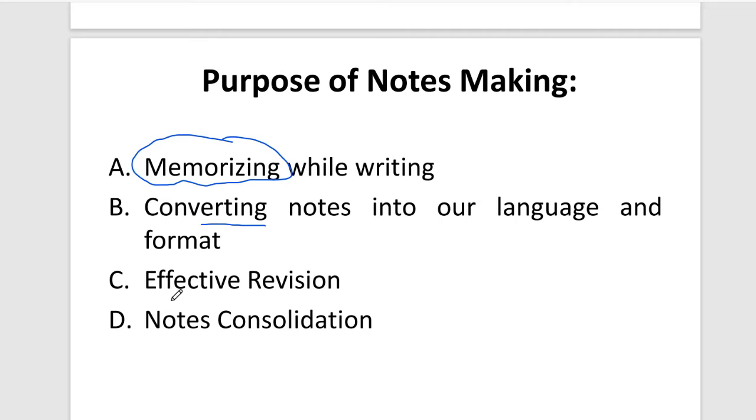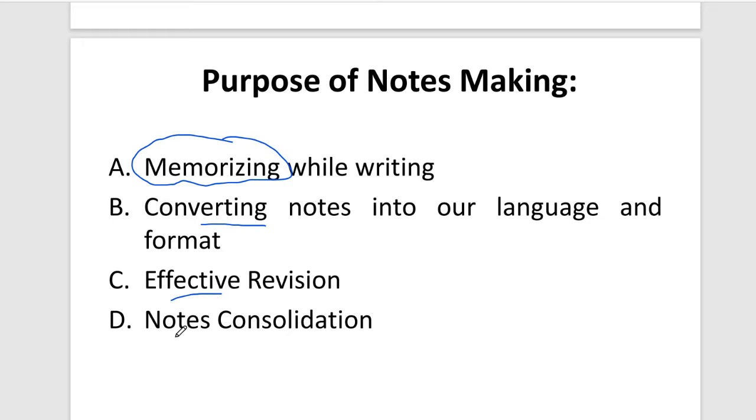The third part is effective revision. For example, say a bulky book of 100 pages is there, and you extract the notes from those 100 pages into say 5 to 6 pages. Then when you go for revision, revision becomes very easy, because it is not possible to revise bulky books every other day. But notes are in such a format that we can revise them more frequently.